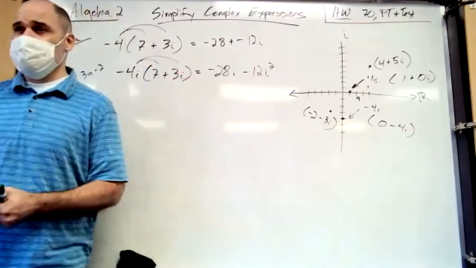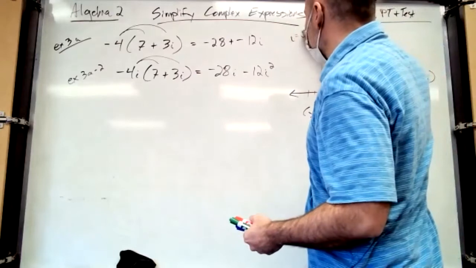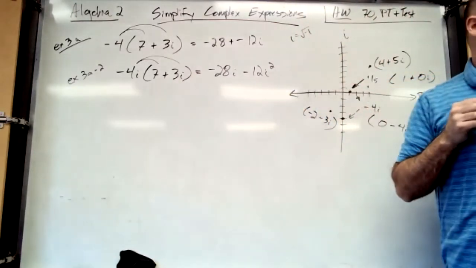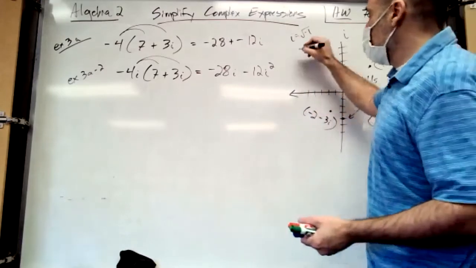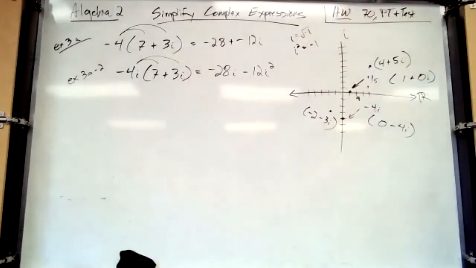So far, so good? All right, now I don't know if we talked about this yet, but what's i squared? Remember, i equals the square root of negative 1, right? So what happens when you square a square root? It cancels out. So i squared equals negative 1. It cancels the radical. That's weird, but it makes sense, because that's the only time you're going to get a negative answer when you square something, when you're squaring an imaginary number. Okay?